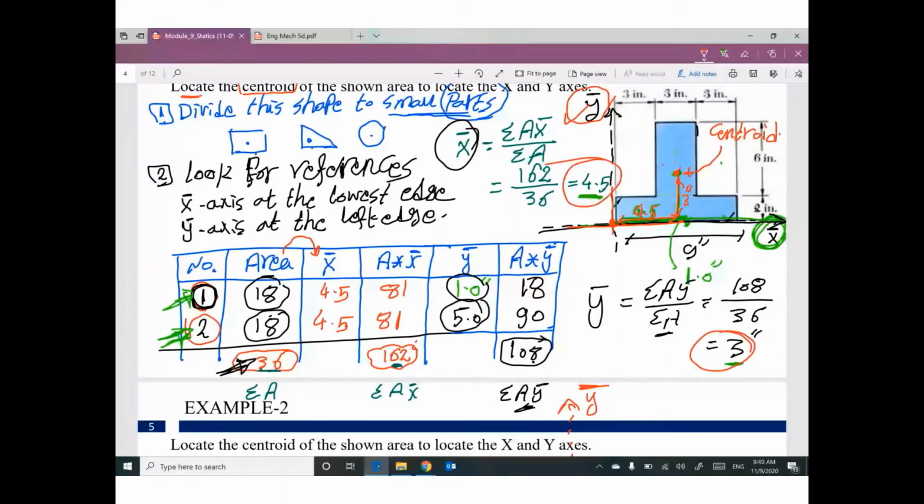This centroid is the centroid for the whole section. Just to remind you, the centroid for part number 1 was here, the centroid for part number 2 was here, but the centroid for the whole cross section is here.